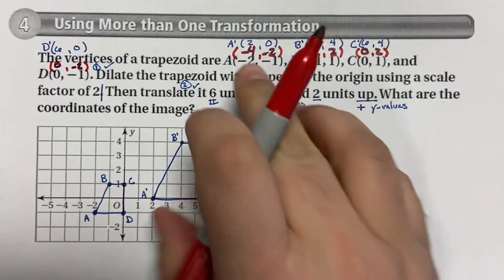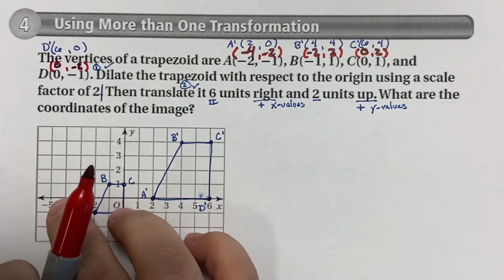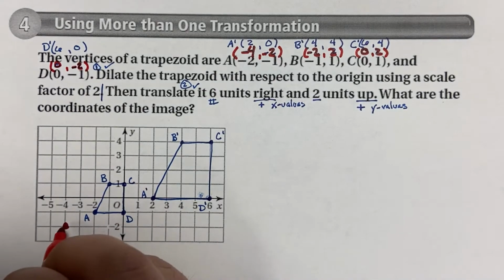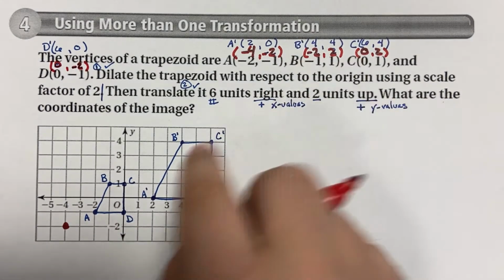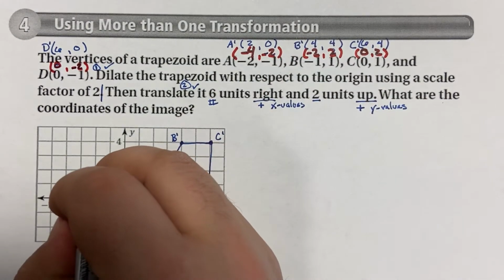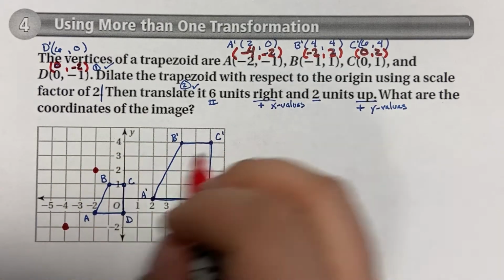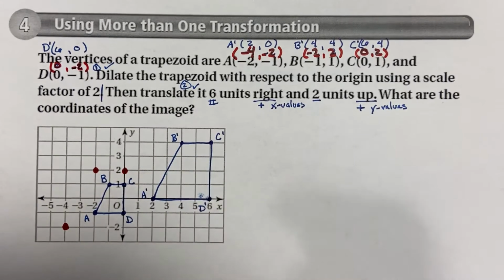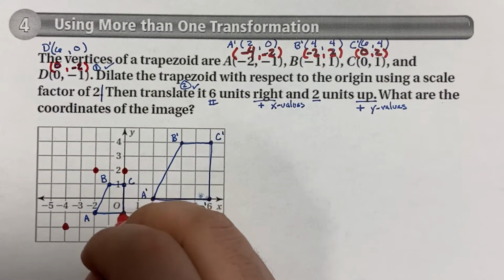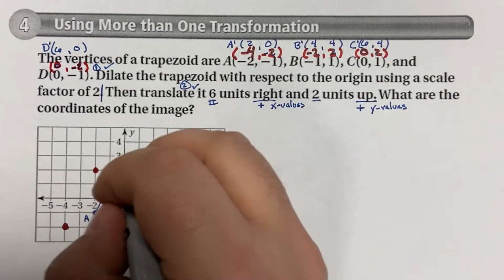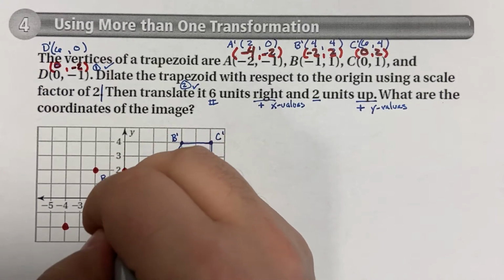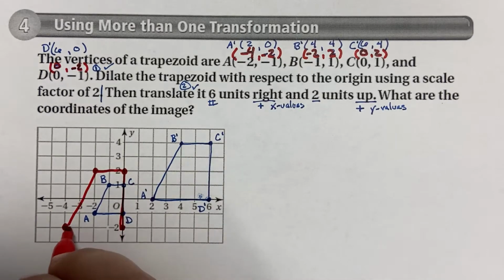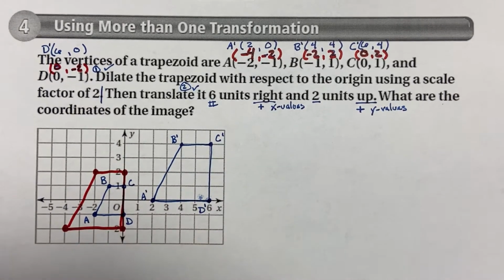So if I do that at -4, -2, this would have been another A. At -2, +2 would have been B. At 0, 2 would have been C, and 0, -2 would have been D. So if I were to draw just the dilation of our original, it would have been A.